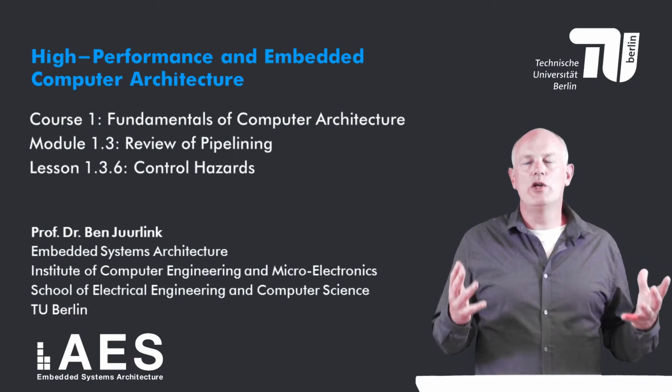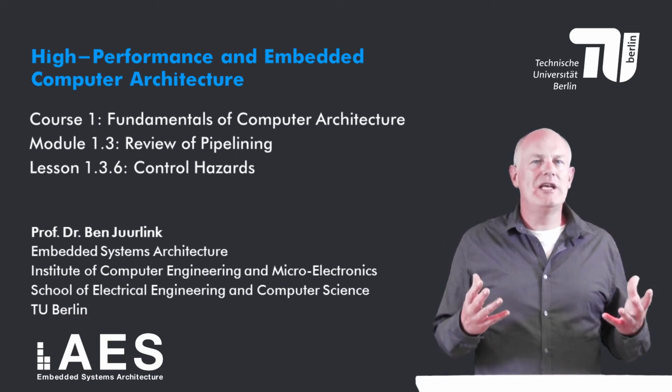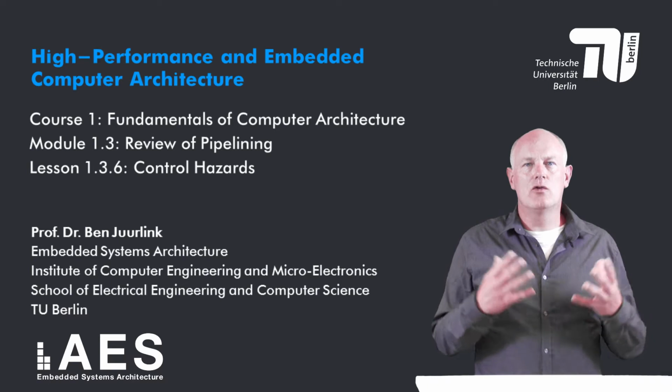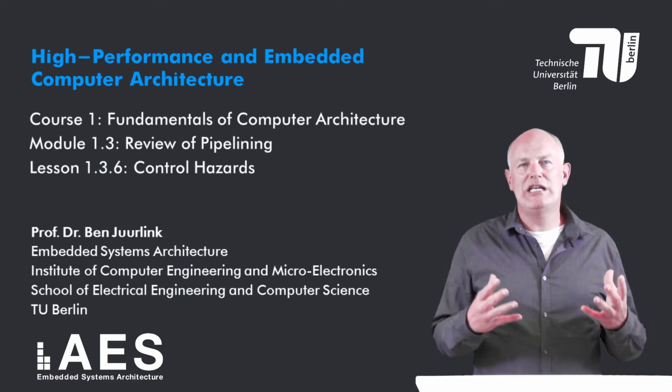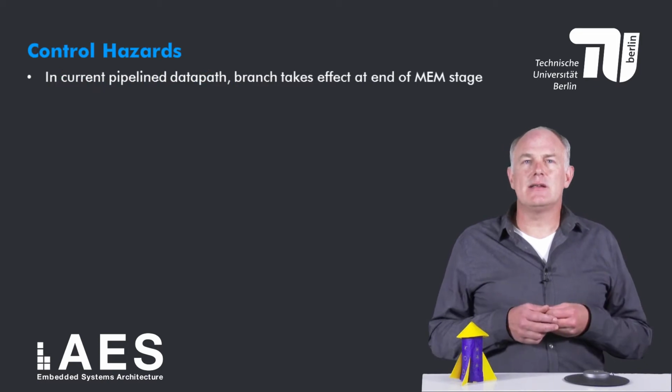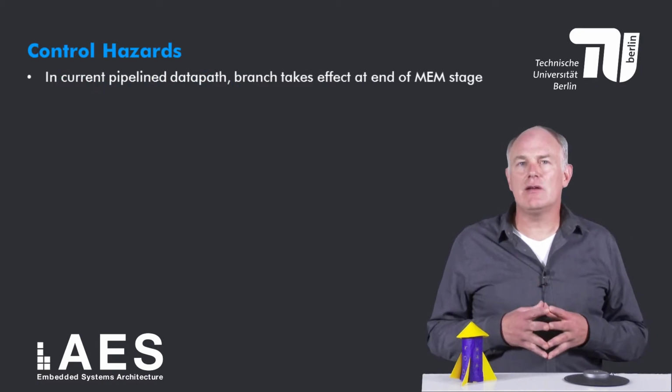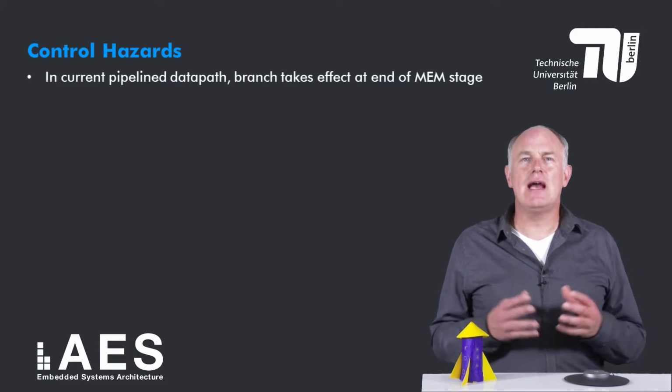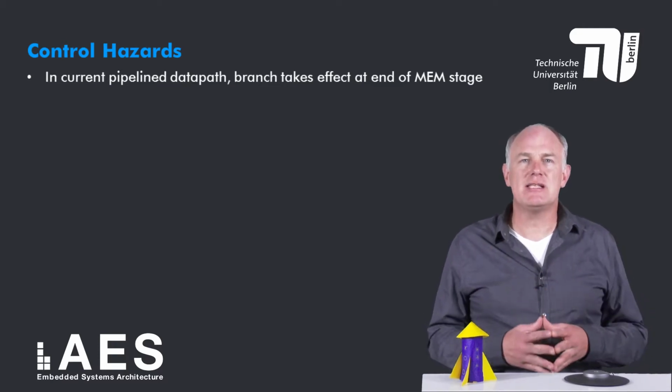Welcome back to this module on pipelining. The topic of this lesson is control hazards. Control hazards are also known as branch hazards. We have dealt with structural and data hazards. Now let's move on to the third kind of hazards, control hazards, also called branch hazards.